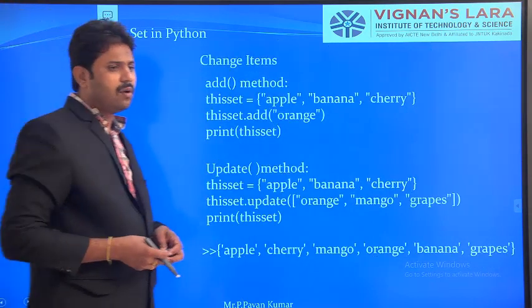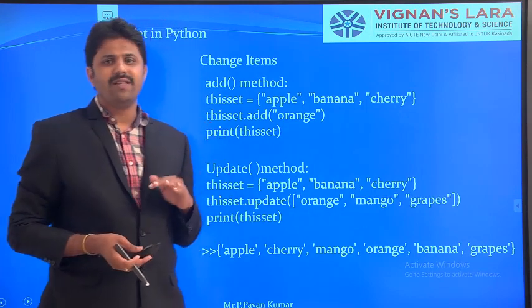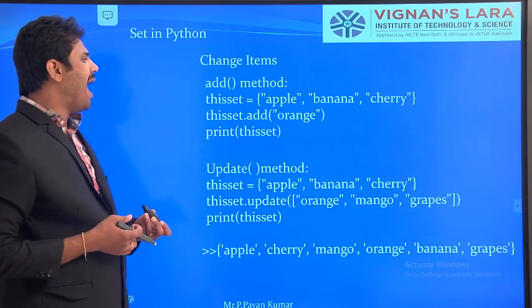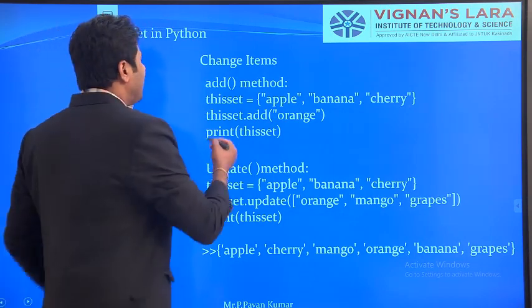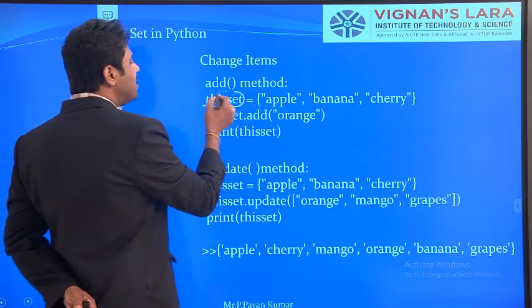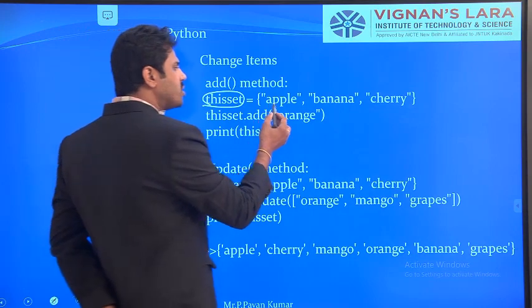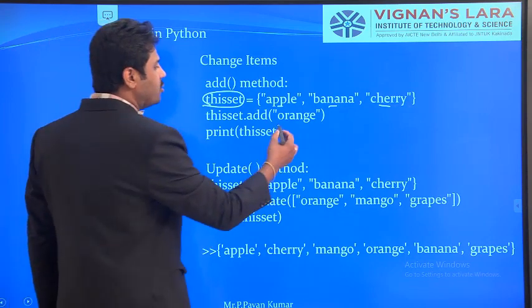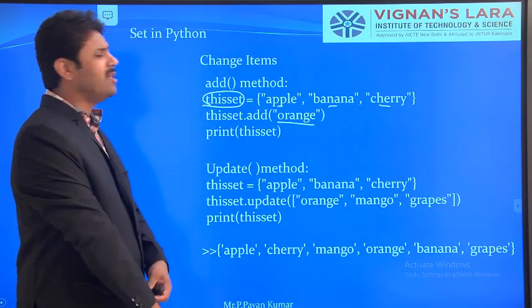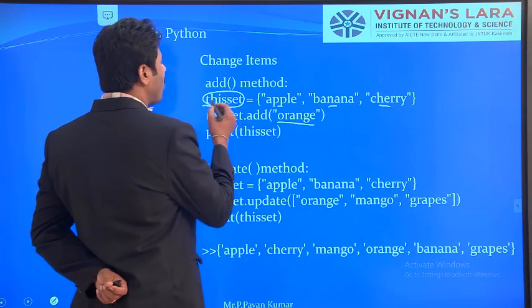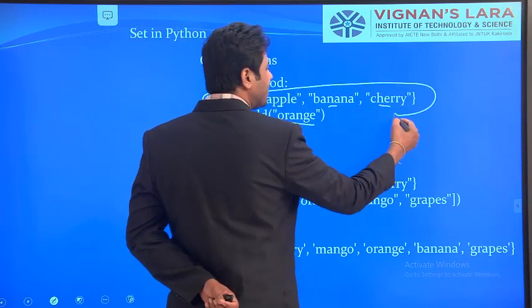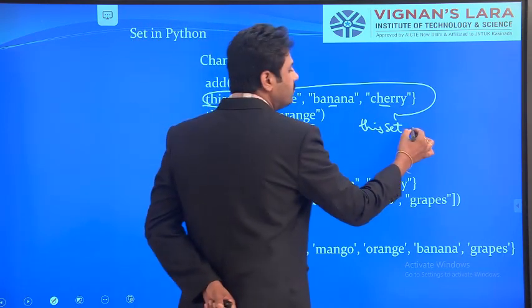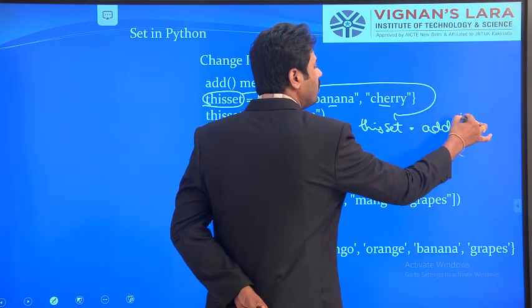Next one, changing items. Like a list, you can change the items or add items in sets. If you want to add a new item, let us see an example. I have this set, which contains apple, banana and cherry. I want to add a new item like orange. How can you add orange here? Let us see. First, what is the set name? This set, dot add, grape.